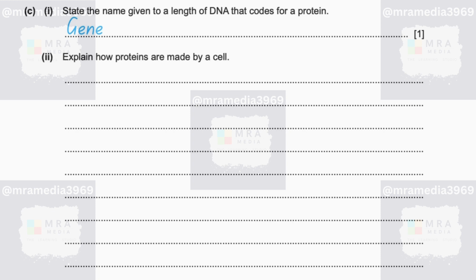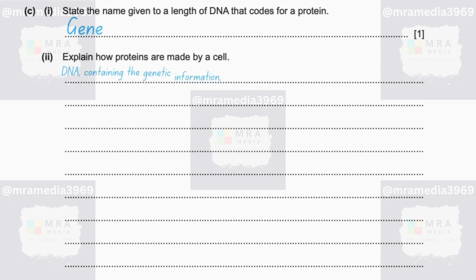Right, so part C2, explain how proteins are made by a cell. If we were to briefly outline, it'd be somewhat like, proteins are made in a cell through the processes of transcription, DNA to mRNA, in the nucleus, and translation, mRNA to protein, at the ribosomes in the cytoplasm. However, notice that this is a 5-mark question, therefore we need to elaborate and give a detailed response.